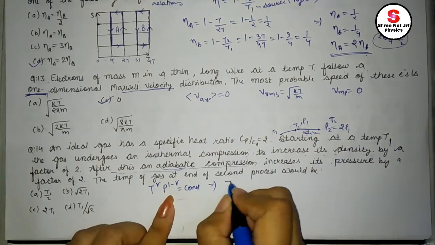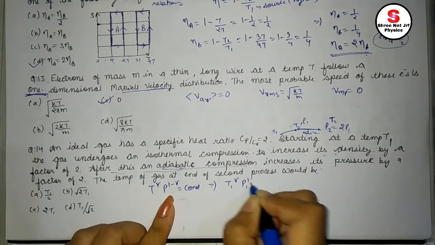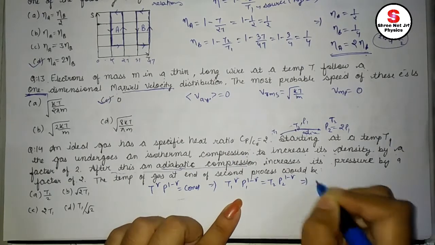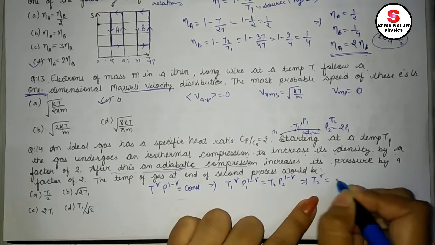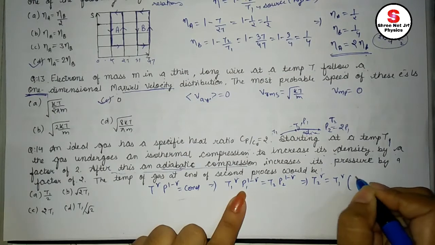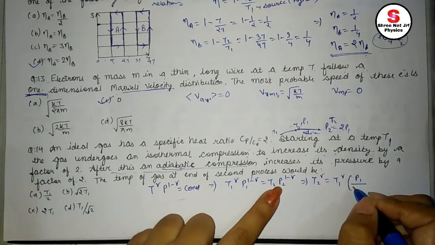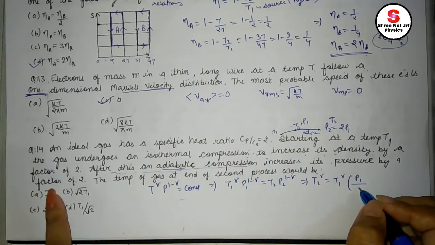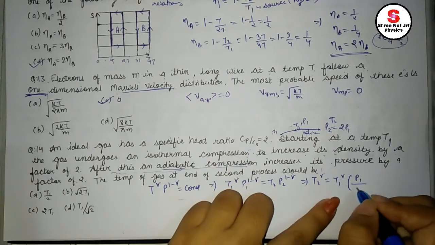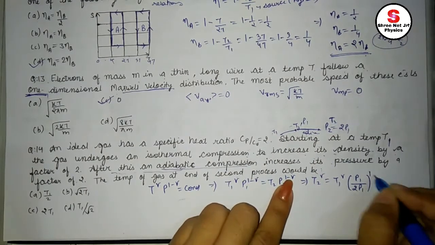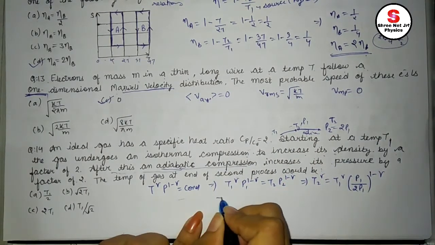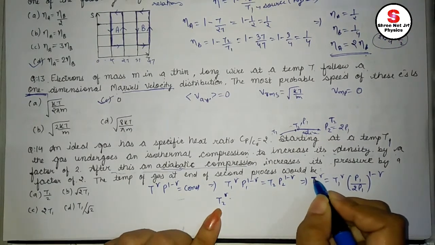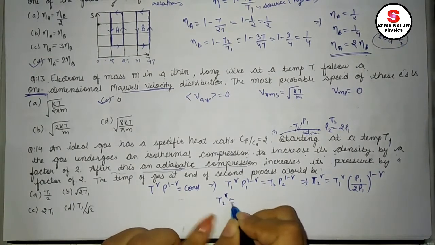So here T1 to the power gamma, P1 to the power 1 minus gamma equals T2 to the power gamma, P2 to the power 1 minus gamma. This implies that T2 to the power gamma is equal to T1 to the power gamma times P1 divided by P2, to the power 1 minus gamma. I can write P2 as twice P1, since it is given in the question that pressure increases by a factor of 2. So P2 equals 2P1. That means 2P1 to the power 1 minus gamma. So T2 to the power gamma is this. Just taking the gamma root of it, I find T2 equals what?